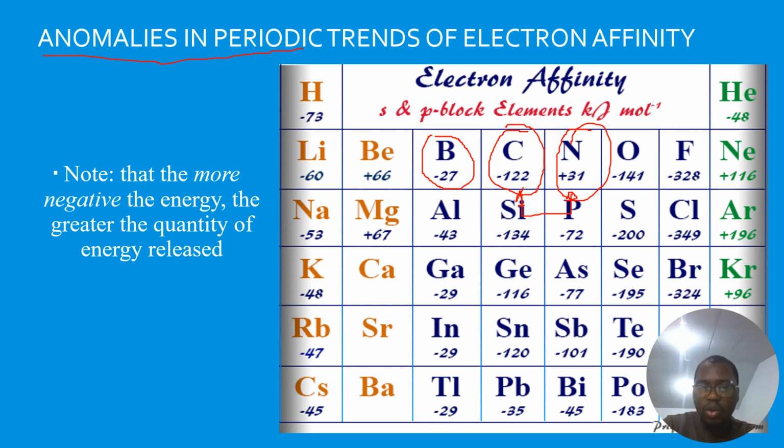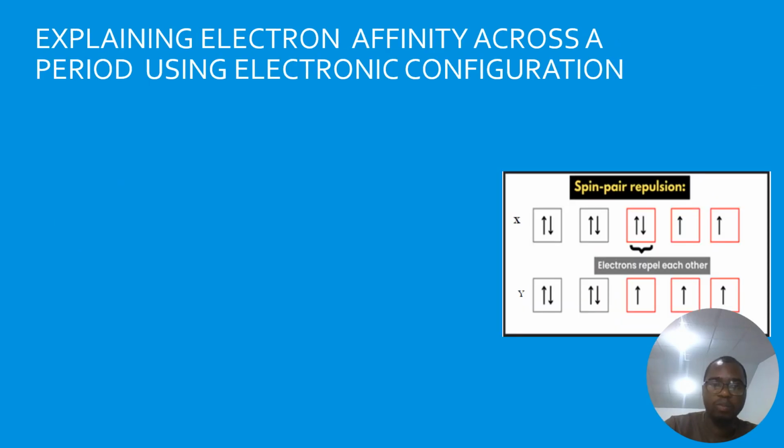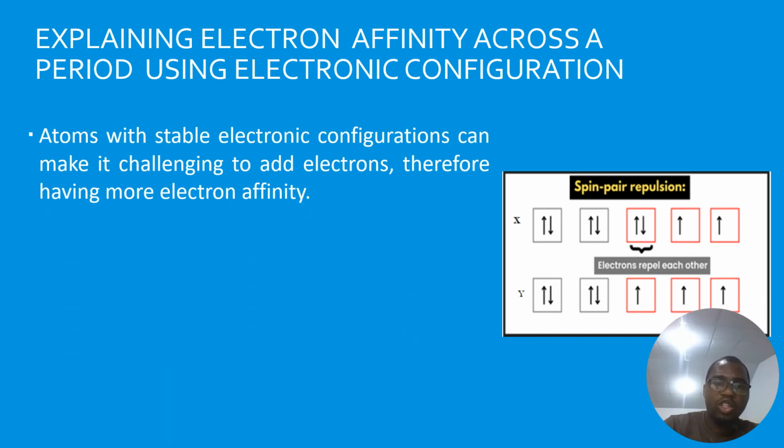Then also look at oxygen here. So this oxygen here and nitrogen, we expect that nitrogen has a lower electron affinity than oxygen. Yes, it is expected, but it is something that we're also going to comment on. Why is nitrogen having a lesser one, when comparing using the electron configuration it is going to give you something else. So we want to explain the anomalies here using electronic configuration. So let's explain using electronic configuration. We are saying atoms with stable electronic configuration can make it challenging to add electrons.